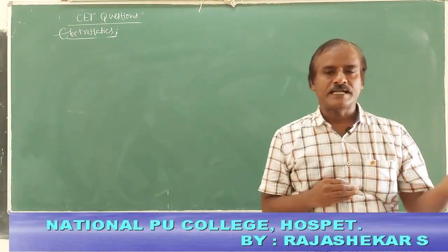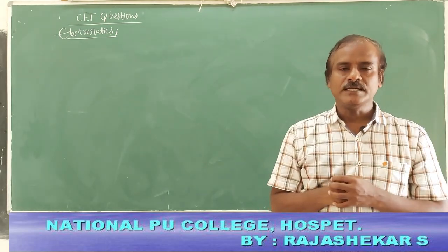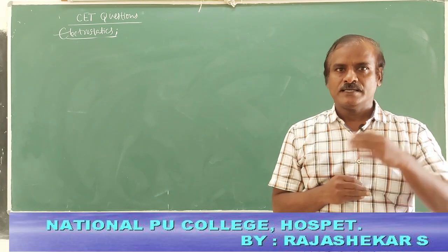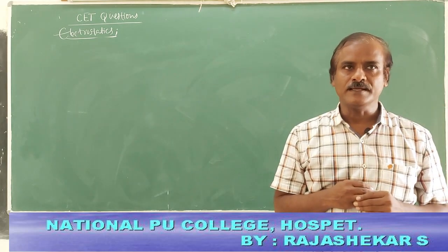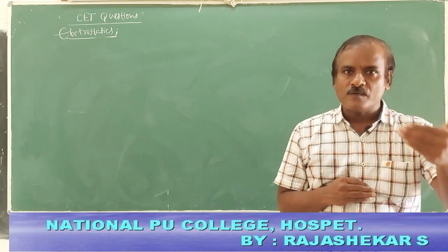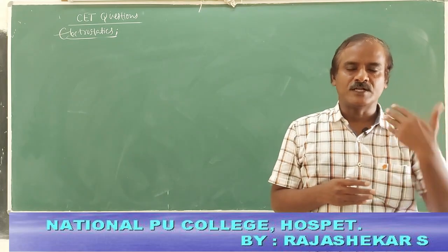First chapter is electric charges and fields. Second chapter is electric potential and capacitance. And electric charges and fields we completed in our regular discussion earlier. However, CET questions were not discussed. So, we will discuss with that chapter now.